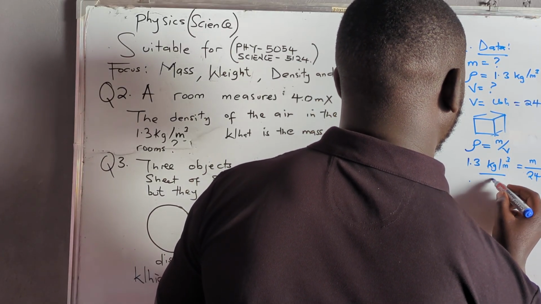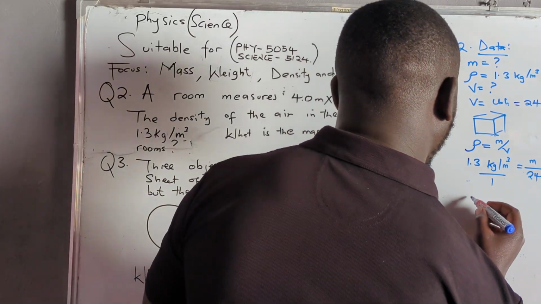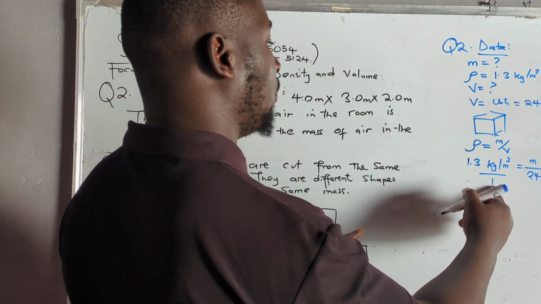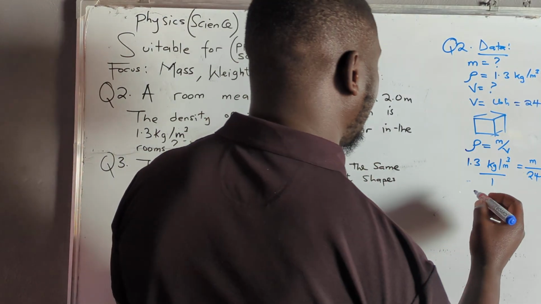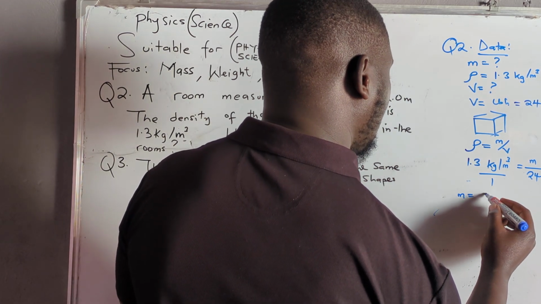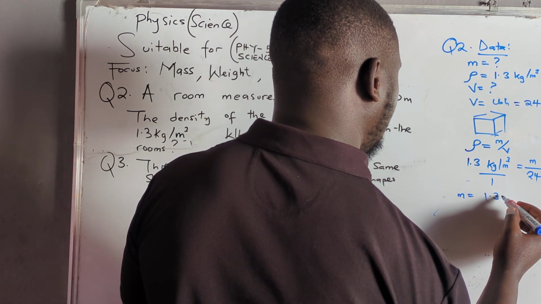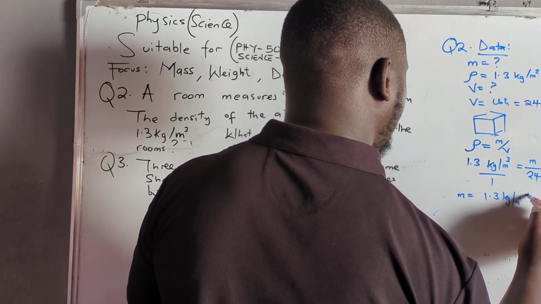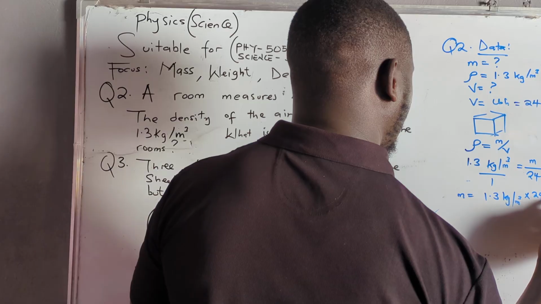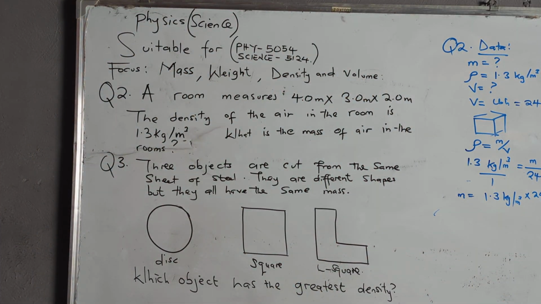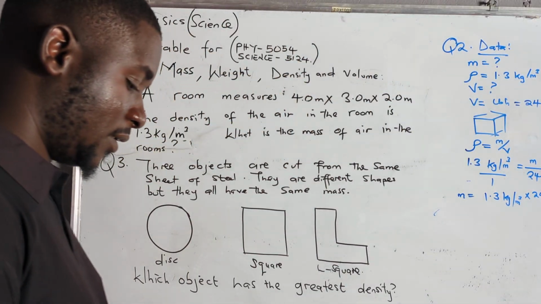You understand that from here now you can cross multiply. And the mass will multiply with the 1 here, whereby this will multiply with that. So what are we going to get? Mass is equal to 1.3 kg per cubic meter times the 24 cubic meters. Right. So you'll realize that you punch this in your calculator.